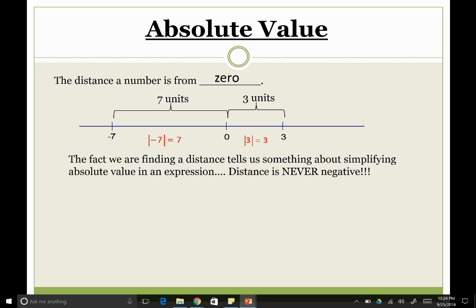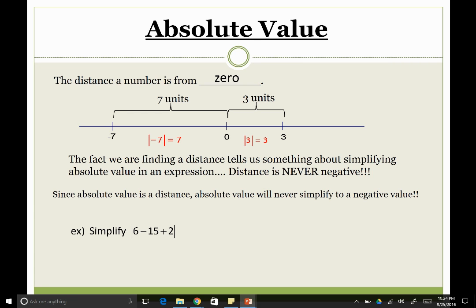All right. Now, the fact that we are dealing with a distance tells us something about our absolute value when we're using it to simplify an expression. And that is that distance is never negative. Since absolute value is a distance and distance is never negative, when we use absolute value to simplify in an expression, whatever we simplify to will never simplify to a negative value. It will always be 0 or it'll be positive.